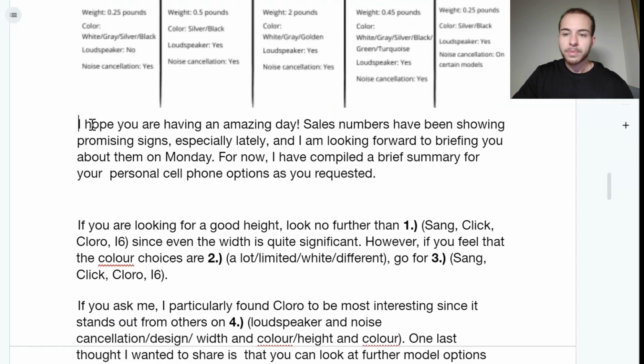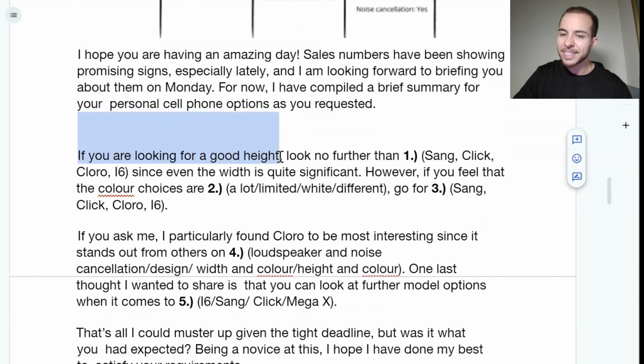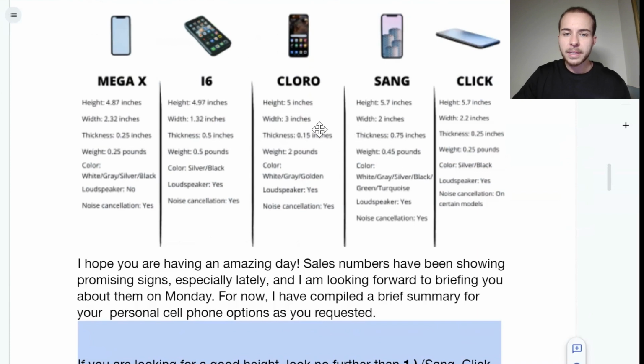For now, I'm not going to read this because it has no question. Let's save time. If you are looking for a good height, look no further than, since even the width is quite significant. Okay, which phone has the best height? Sang and Click have the same 5.7 inches, but they also talk about the width. So which one has more width?